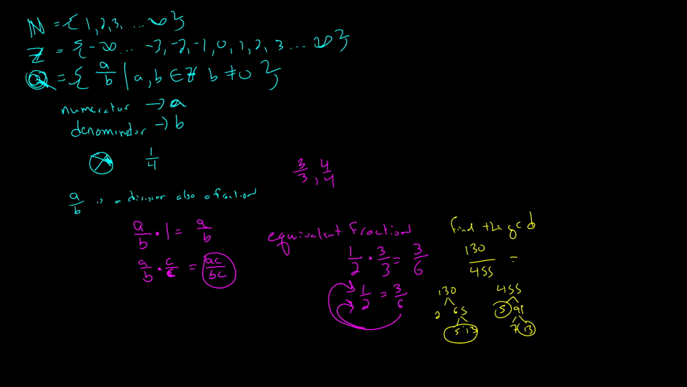In fact, I can write this as 2 times 65 over, let's see what we have here, 7 times 65. And because these both have 65 in them, that's the same as multiplying by 1. That can cancel. And I get 2/7. And so the greatest common divisor helps me reduce fractions.